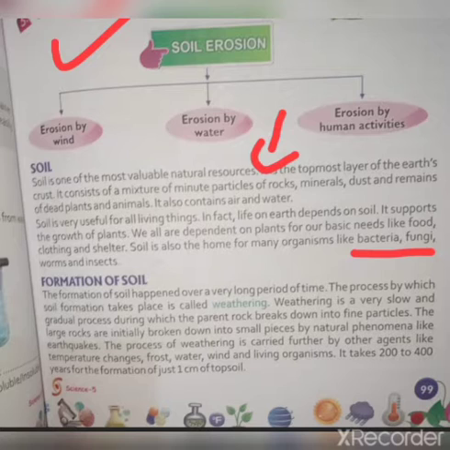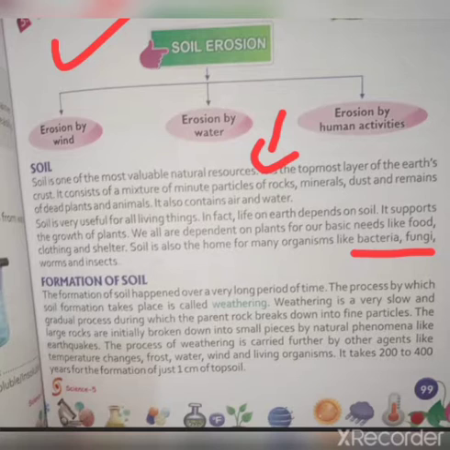Soil is also the home for many organisms like bacteria, fungi, worms and insects. Okay, so these are the animals or insects which have soil as their home. So soil is the home for the organisms, for what? Bacteria, fungi, worms and insects. Okay, understand? So what is soil?